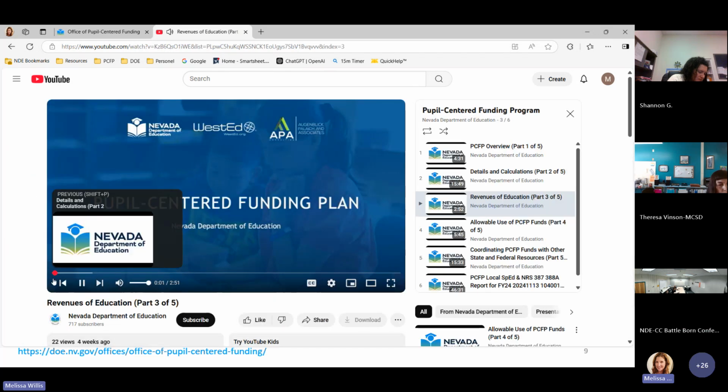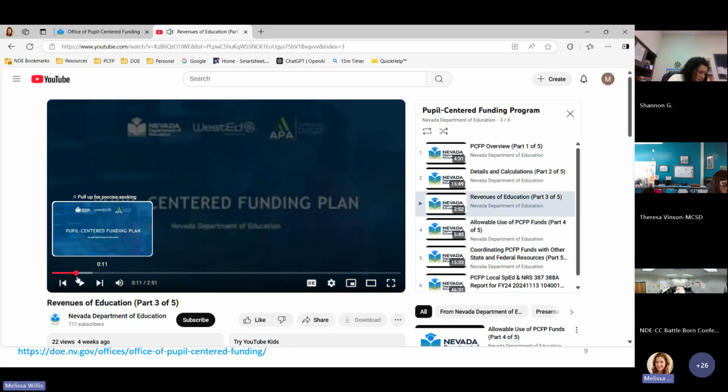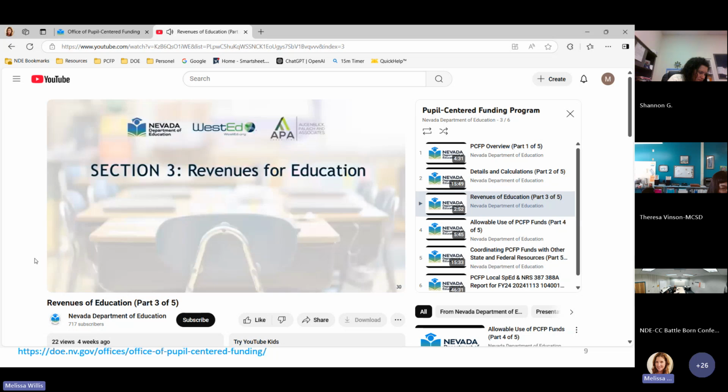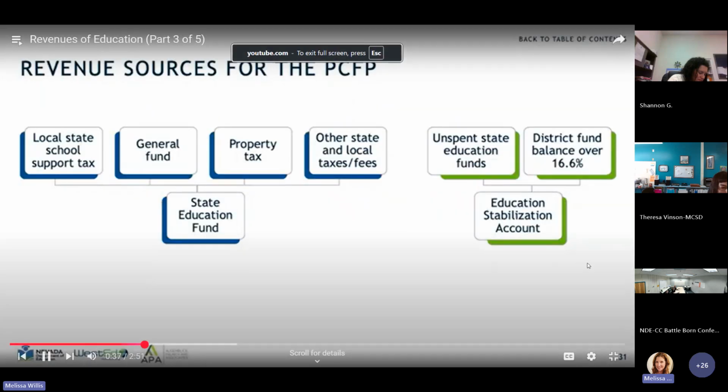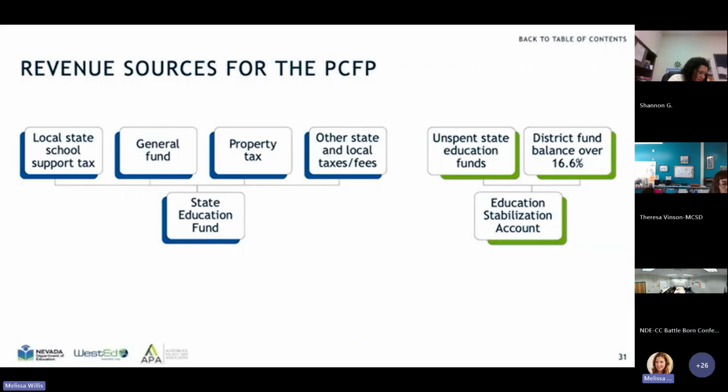Welcome to this presentation on Nevada other state and federal sources. Section 3, Revenues for Education. In this section, we'll review how revenues for education are collected. The State Education Fund is the primary fund for public education in Nevada. To support transparency, previously available state and local revenues, including state categorical funding, are now combined into the State Education Fund and redistributed through the PCFP.